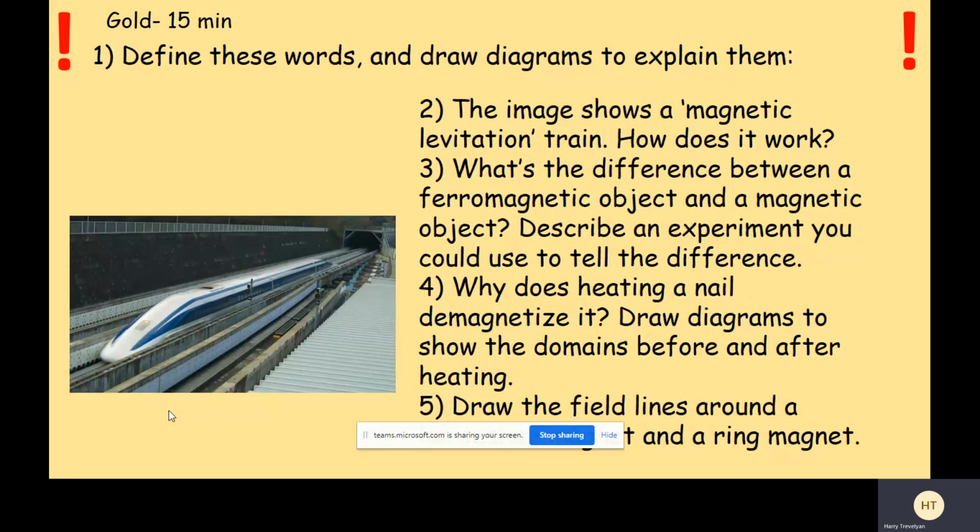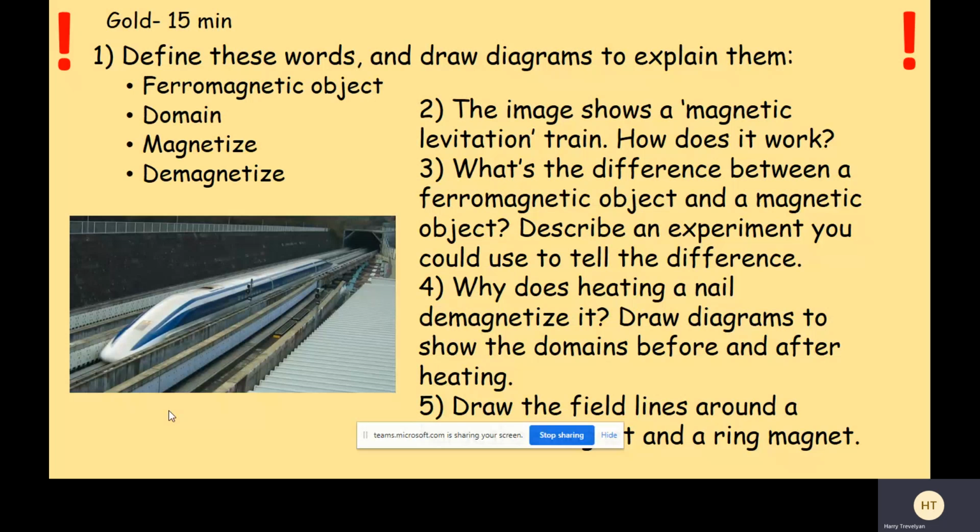Finally, gold. We've got some more words to define. Ferromagnetic object, domain, magnetized and demagnetized, same as silver. And then you've got more questions to answer. Remember, if you're finding these still easy, then please go on to the extension ones by all means. And if you're not finding it easy, go back to silver, make sure you understand it all. And failing that, replay my voice as I'm trying to explain it, or Google it to try and make it clearer. So pause the video now for gold. This one's a little bit more challenging.